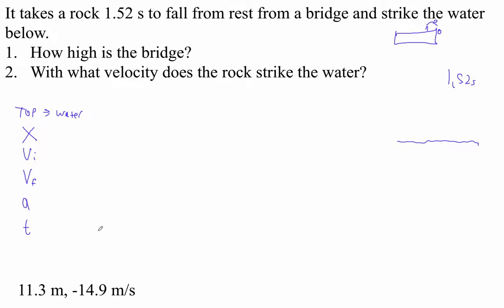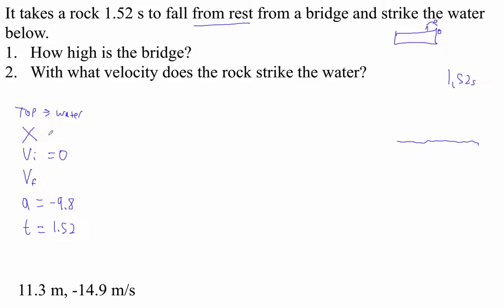All right, let's see. Falls from rest. Okay, so our initial velocity is 0, right? Definitely our acceleration is negative 9.8. And then that must be our time, 1.52. There's no going up and down where we cut that in half. It's just that's the time, right? Okay. How high is the bridge, with what velocity? Oh, it says ask us both.